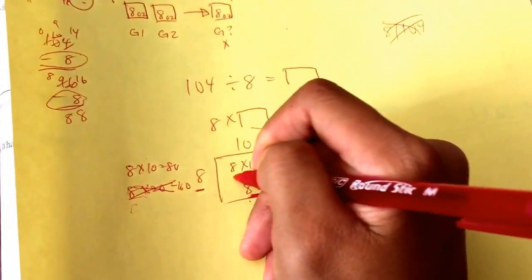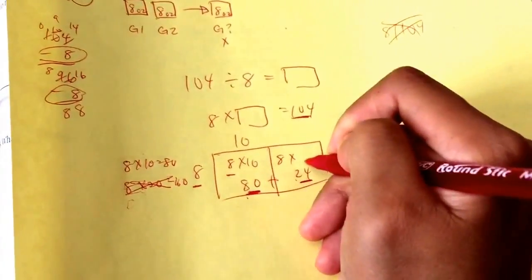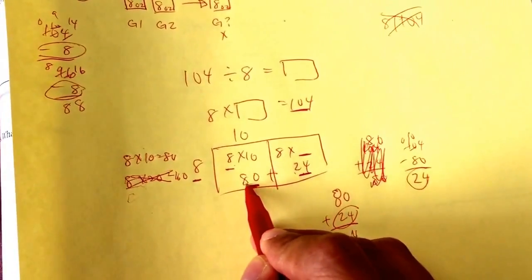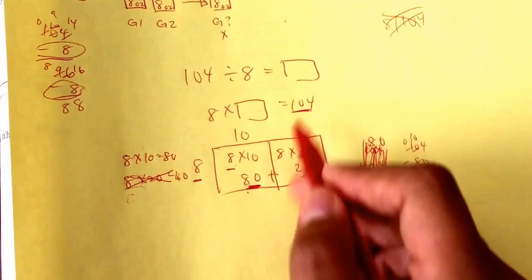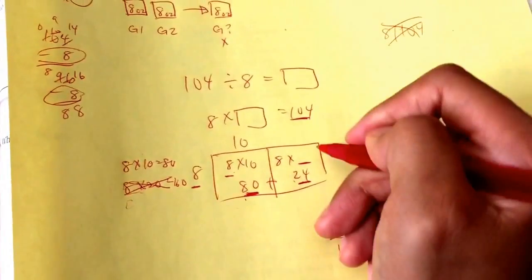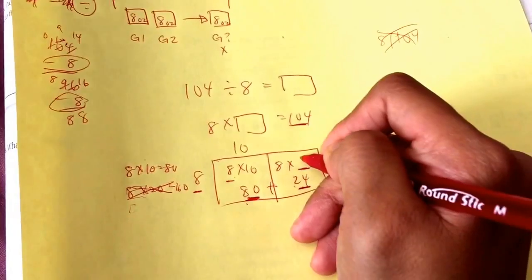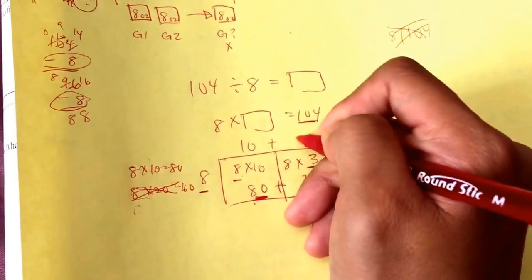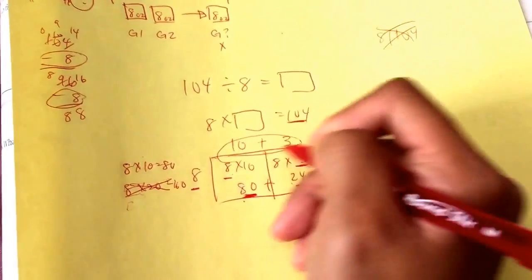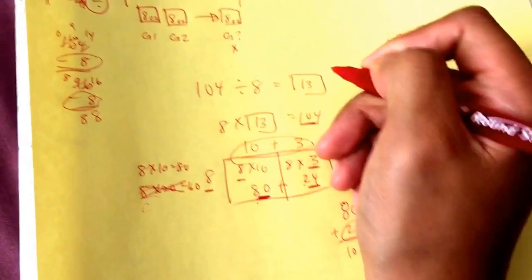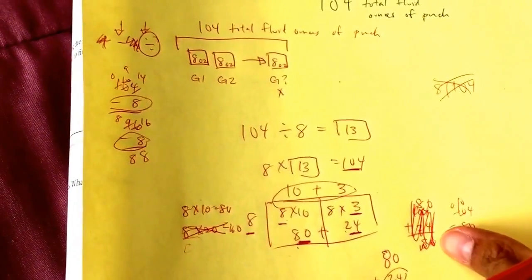Remember, we're doing the 8 times. 8 times what is 24? So 8 times 10 was 80. 80 plus 24 makes 104. 8 times what makes 24? 8 times 1 is 8. 8 times 2 is 16. 8 times 3 is 24. So this answer is 10 plus 3, which is 13. And so our final answer is 13.